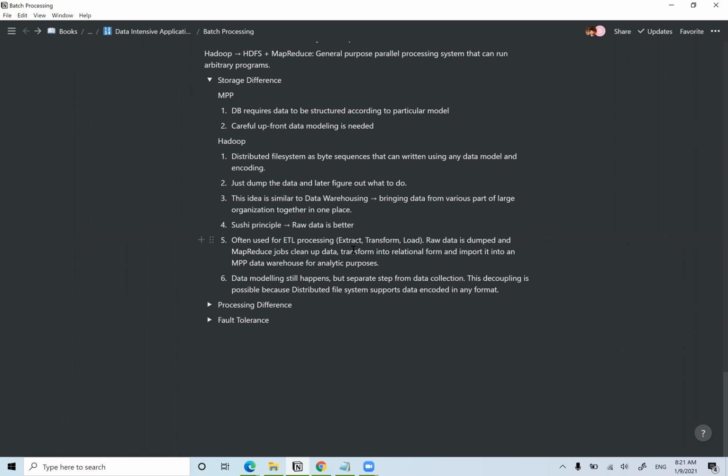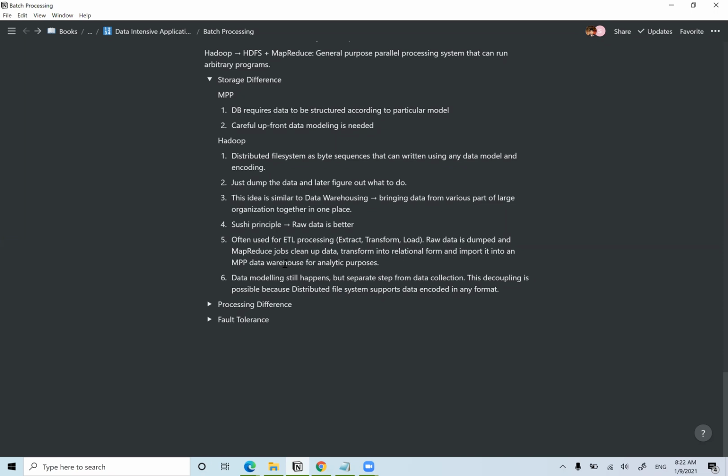After you have run your MapReduce job, you have organized your data in a better way, and then you can probably use it in MPP. So that's the load part, that now you have loaded your data in a data system that is easier to query, right? So what we're saying is that in these Hadoop kind of systems also data modeling still happens, but data modeling happens at a later stage, right?